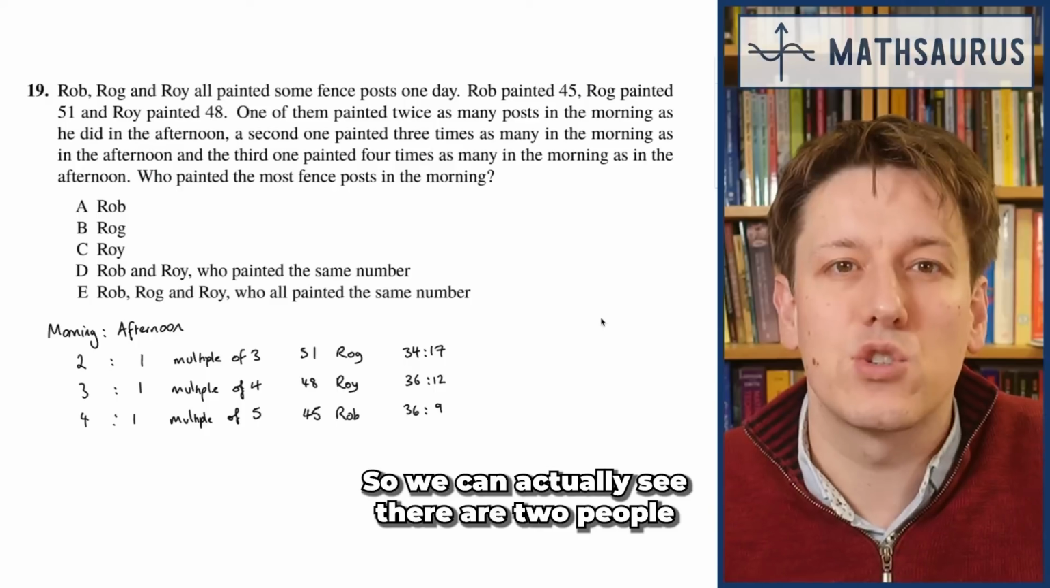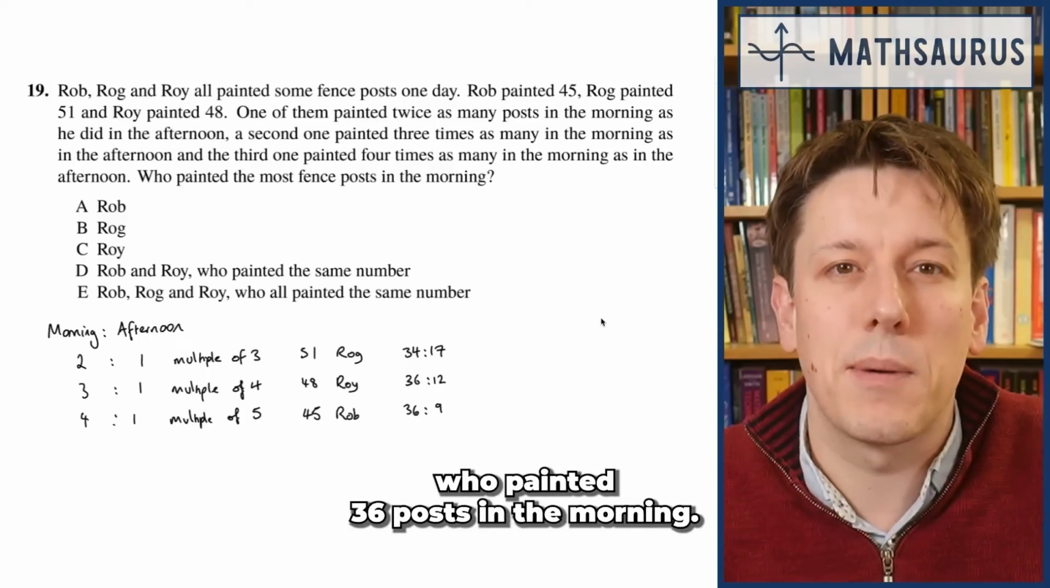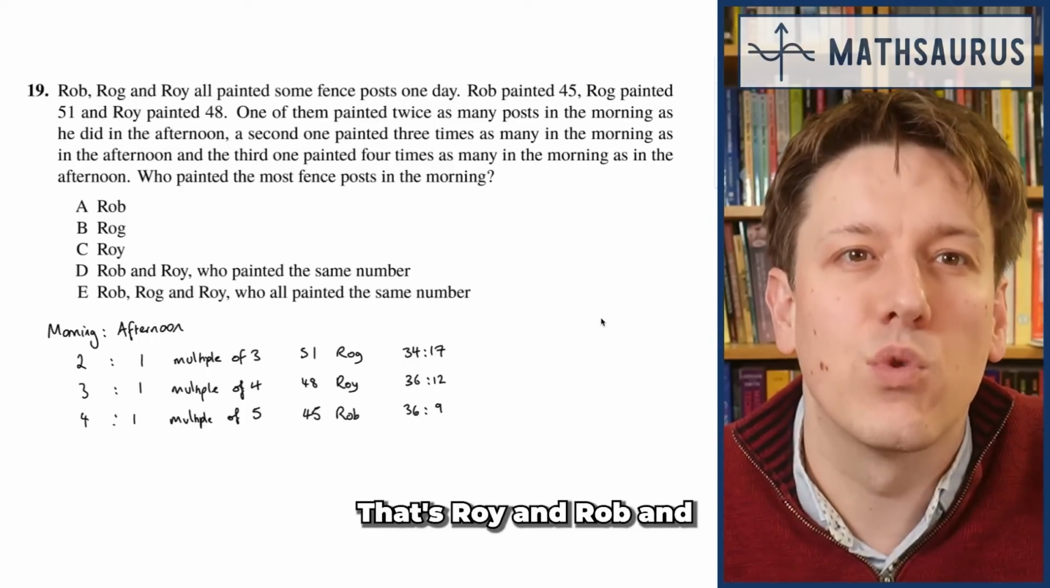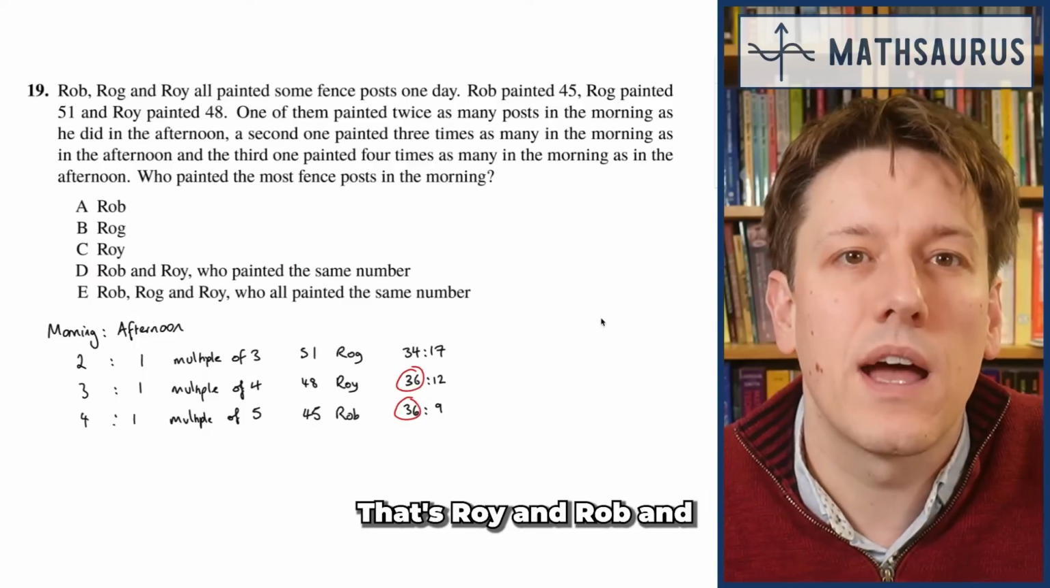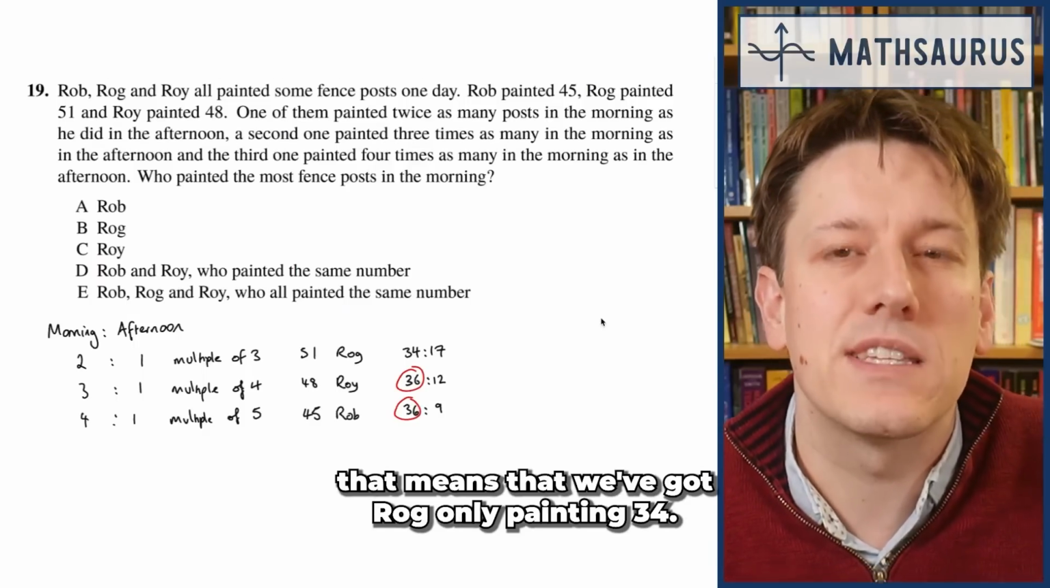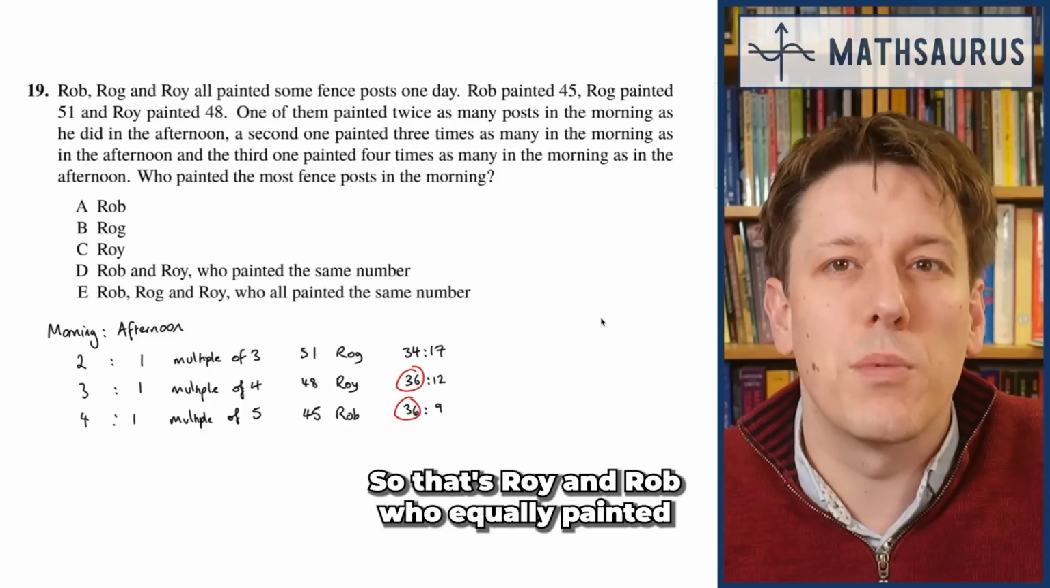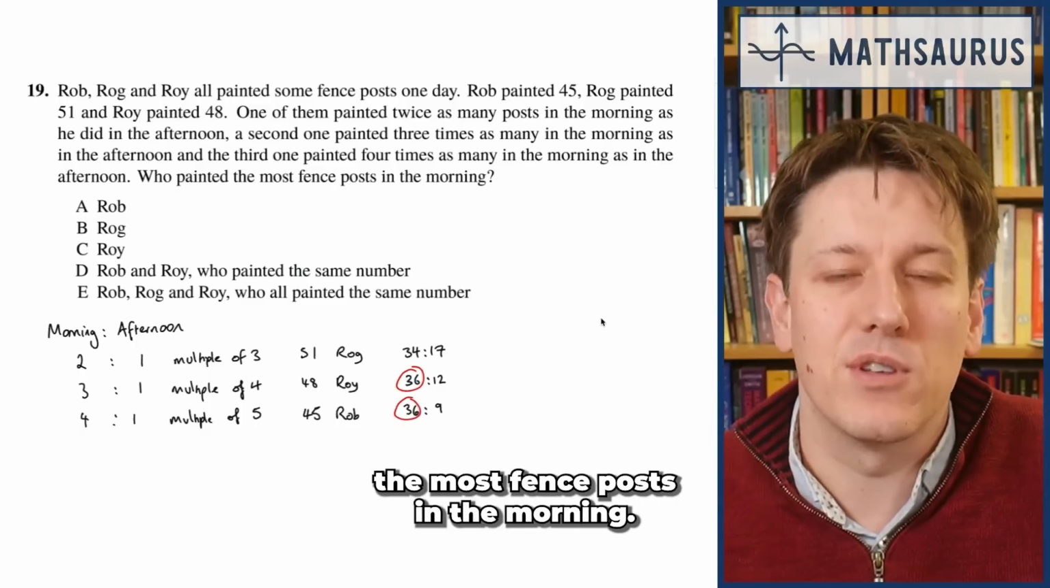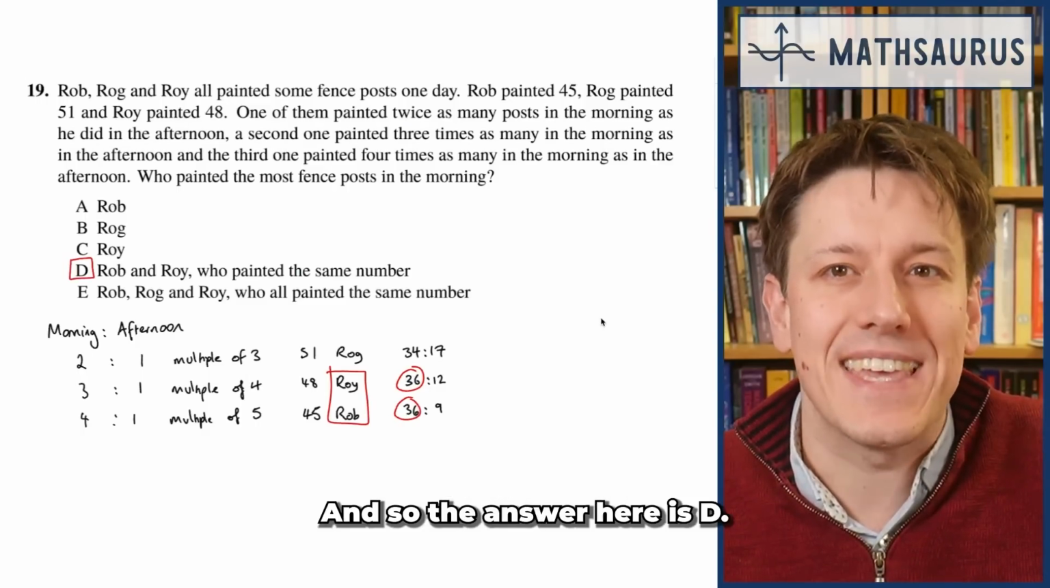So we can actually see there are two people who painted 36 posts in the morning. That's Roy and Rob, and that means that we've got Rog only painting 34, so it's Roy and Rob who equally painted the most fence posts in the morning, and so the answer here is D.